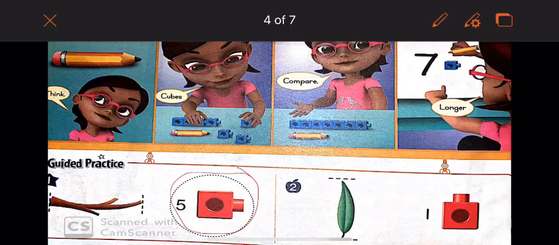Now, when we look at the leaf, we will compare here its height. Which is taller, the leaf or one piece of cube? What do you think? Let's put the cube over here. Let's say that this is the same cube. Which one is longer? What do you think? Which one, sorry, is taller? The leaf is taller.